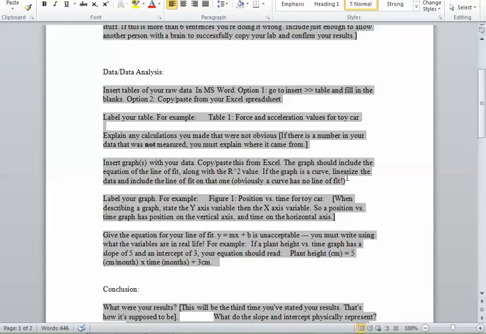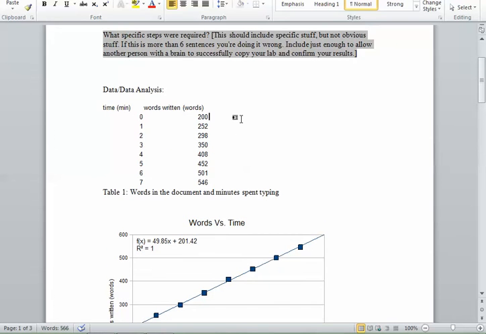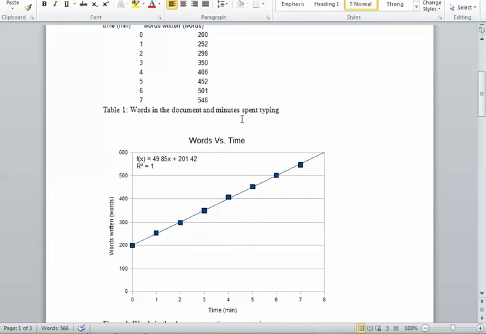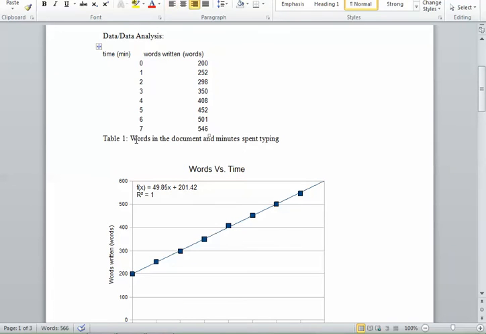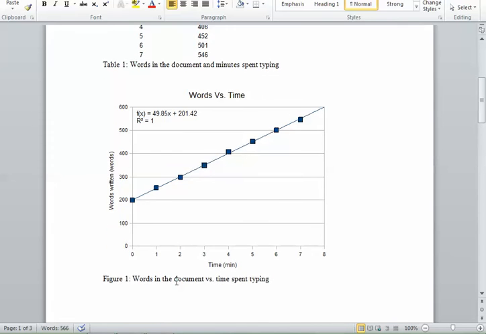So here I have the lab report template from my site, and I'm just going to start filling things in. So first I'm going to take the data that we just did and start copy-pasting it in here. There, so that's done. I've got everything copied and pasted into my data section. We've got the raw data with a title saying that it's table 1, and we've got the graph, and we say that that is figure 1.